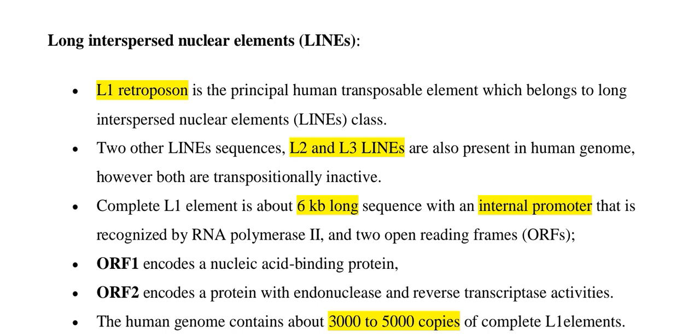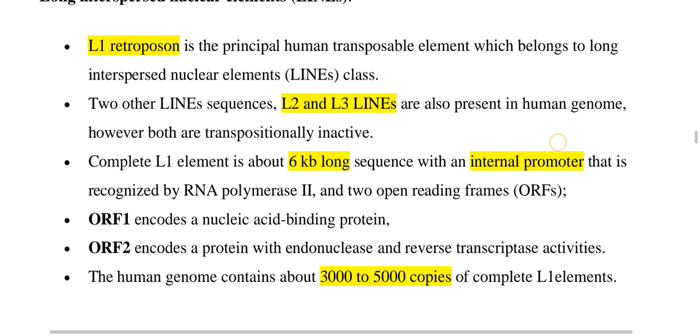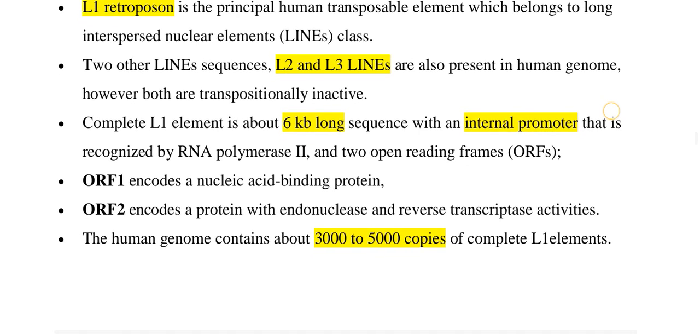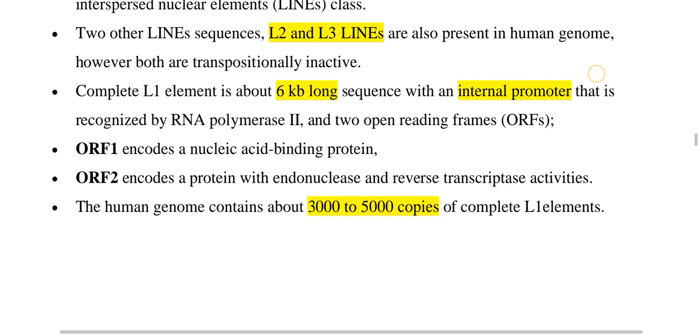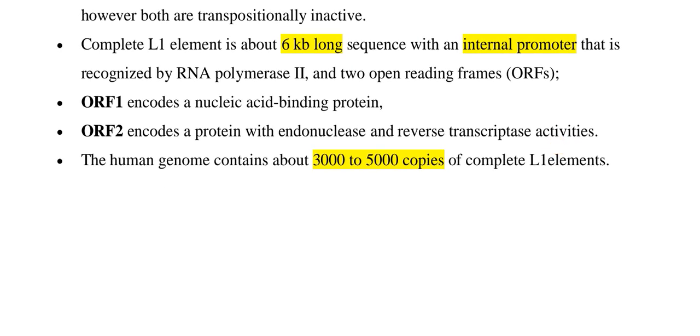retroposon is the principal human transposable element which belongs to the long interspersed nuclear elements class. Two other LINE sequences, L2 and L3, are also present in the human genome. However, both are transpositionally inactive. The complete L1 element is about 6 kb long with an internal promoter that is recognized by RNA polymerase II and two open reading frames, ORFs. ORF1 encodes a nucleic acid binding protein. ORF2 encodes a protein with endonuclease and reverse transcriptase activities. The human genome contains about 3000 to 5000 copies of complete L1 elements.